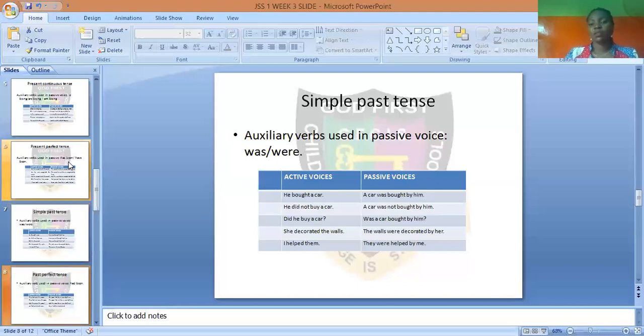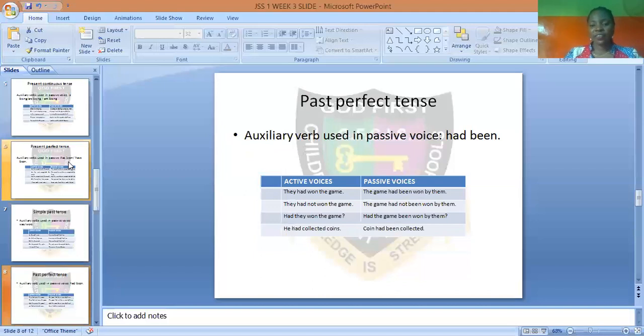Moving on to the past perfect tense. The auxiliary verb used in the passive voice in this tense is had been. The first example: they had won the game. The game had been won by them. They had not won the game. The game had not been won by them. Had they won the game? Had the game been won by them? He had collected coins. Coins had been collected by him.